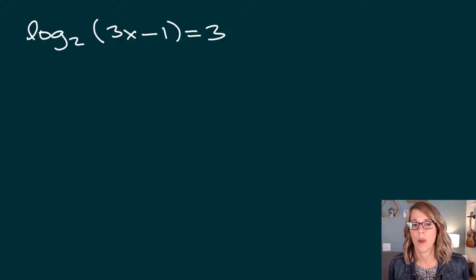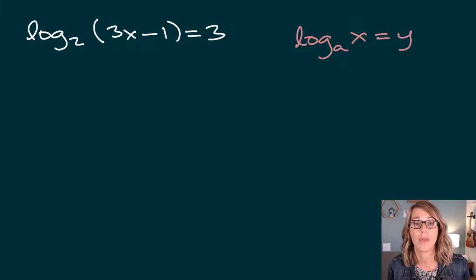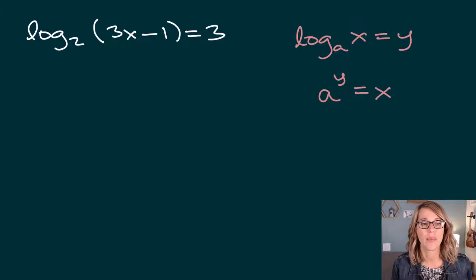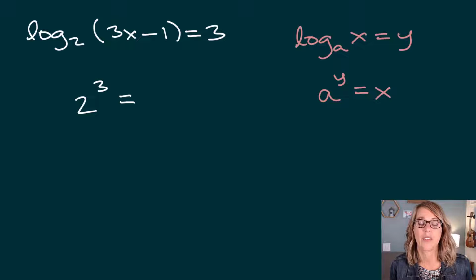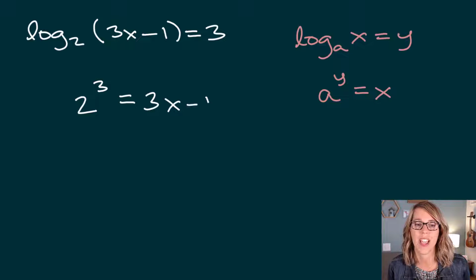I'm going to use the property that says log base a of x equals y can be rewritten. A is my base, y is my exponent, a to the y is equal to x. Let's go ahead and apply that property here. So for this one, my base is equal to 2. My exponent is 3, and I go ahead and write what's inside the logarithm on the other side, and that's 3x minus 1.